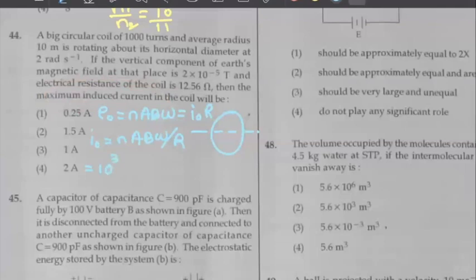N is 10 to the 3, area is pi into radius square, radius is 10 to the minus 1, so 10 to the minus 2. B is 2 into 10 raised to minus 5. Omega is 2. And our resistance is 12.56. Now 3 plus 2 is 5 and minus 5 get cancelled off. 2 into 4 pi. And 4 pi is almost 12 point something, and this is also 12 point something. So this should turn out to be 1 ampere.